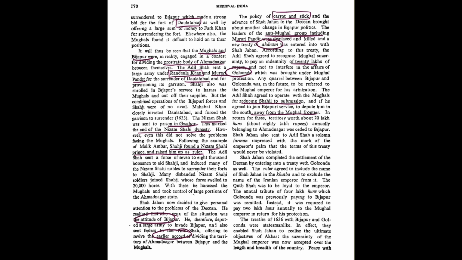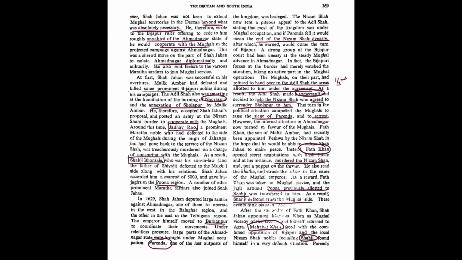In return for this, territory worth about 20 lakh huns, about 80 lakh rupees annually, belonging to Ahmednagar, was ceded to Bijapur. Shah Jahan also sent to Adil Khan a solemn farman, impressed with the mark of the emperor's palm, that the terms of this treaty would never be violated. Earlier, they had already violated it.